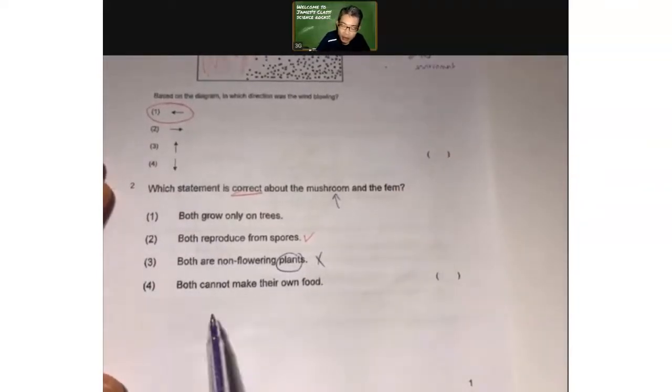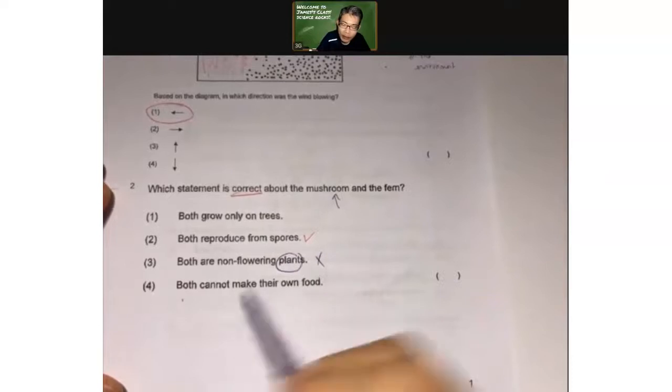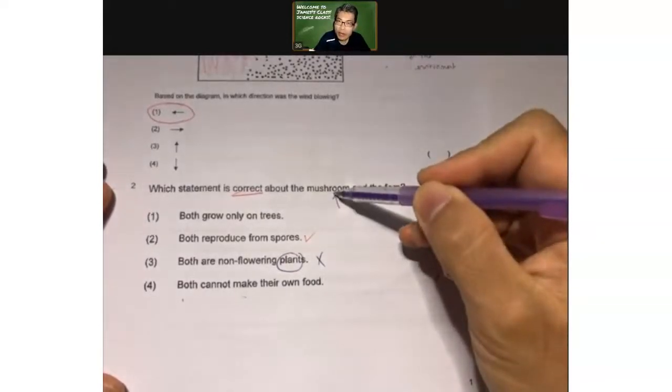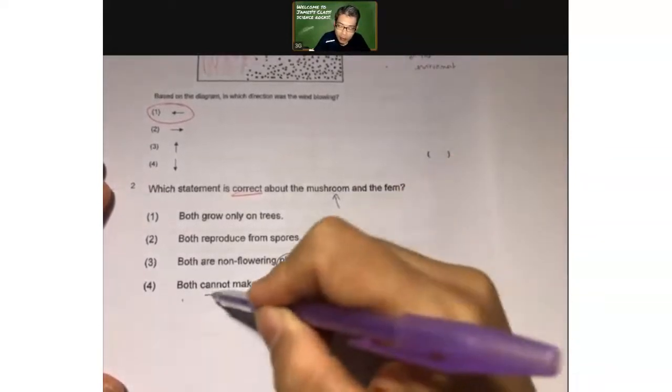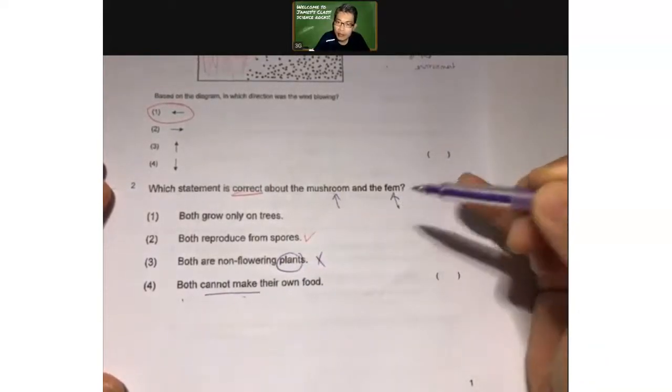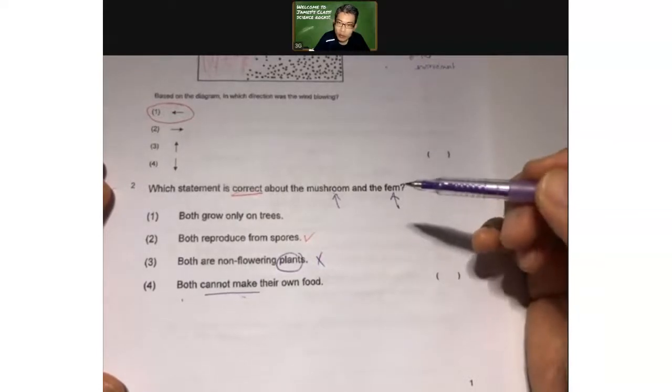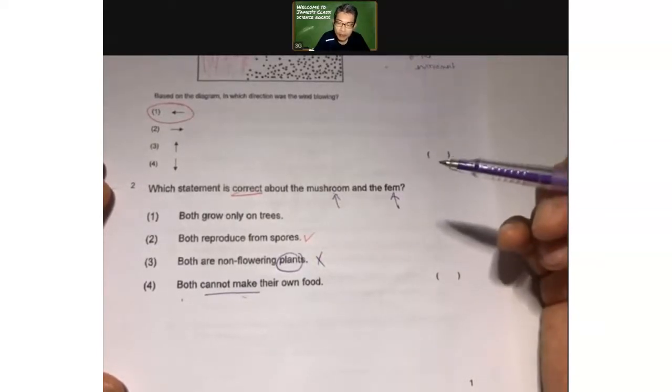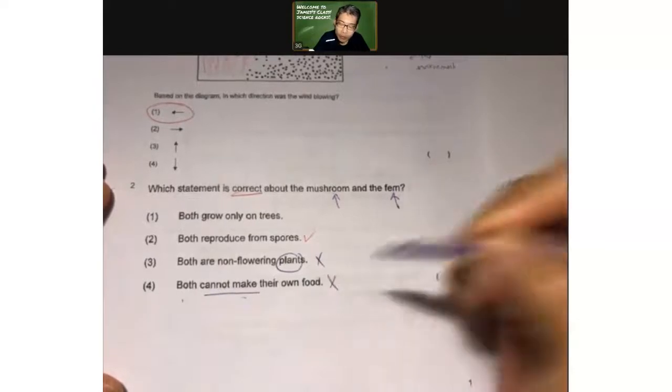Now, some might have chosen answer 4 because you think that, oh, mushroom is a fungi. Fungi is not a plant. Fungi cannot make food. That is true. However, fern is a plant. Fern can make food on its own using light energy. So then 4 is wrong.